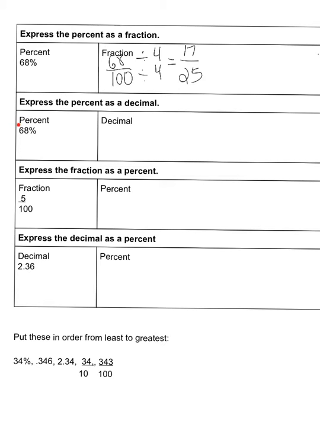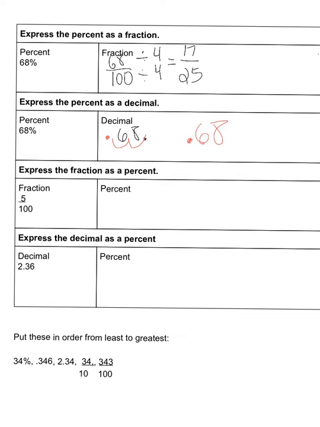Now here we have 68% again, but now we're going to write it as a decimal. So I'm going from percent to decimal. And I know if I start with 68%, I can think of my decimal point being right there, right after the number, and to change it to a decimal, I simply move my decimal place 2 to the left. So 1, 2, my new decimal place would go there. So 68% written as a decimal would be 0.68. Okay, let's try the next one.